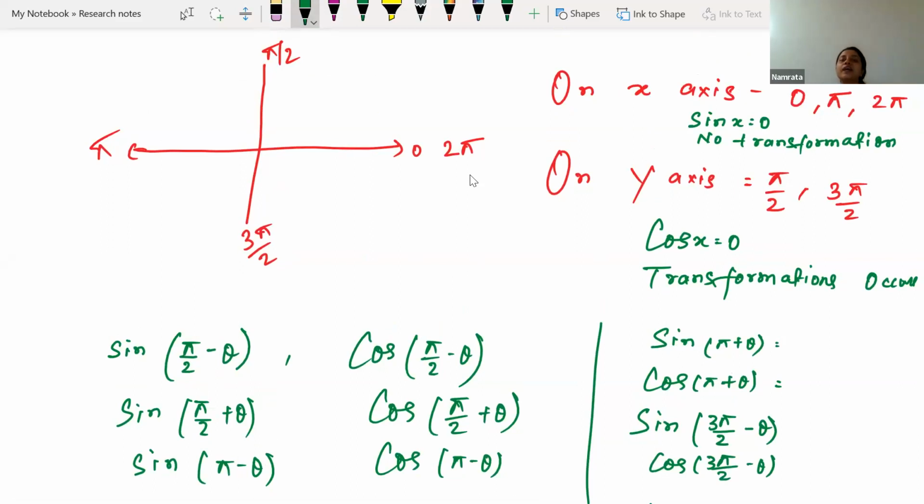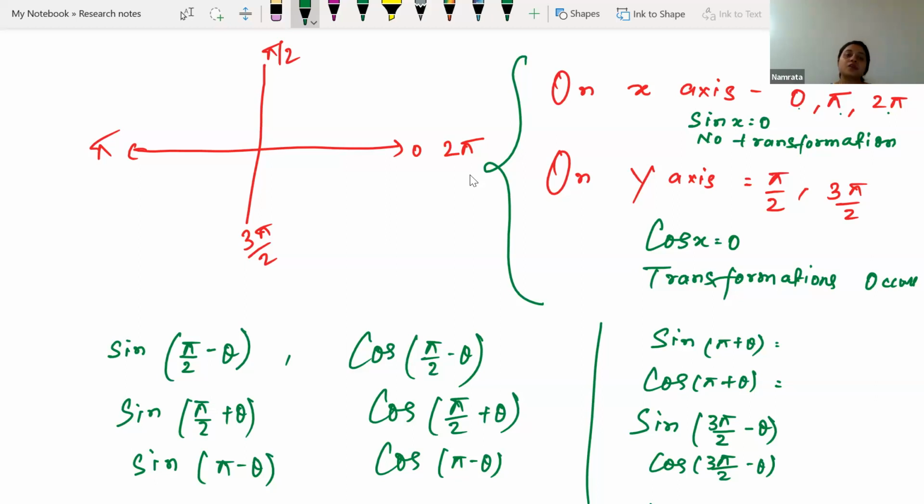So, why I have written this rule that when you are having the angle 0, pi, 2 pi, no transformation: sine will remain sine, cos will remain cos. Sine and cos will not change at what angles? 0, pi, 2 pi. And when you have pi by 2, 3 pi by 2, sine will change to cos.